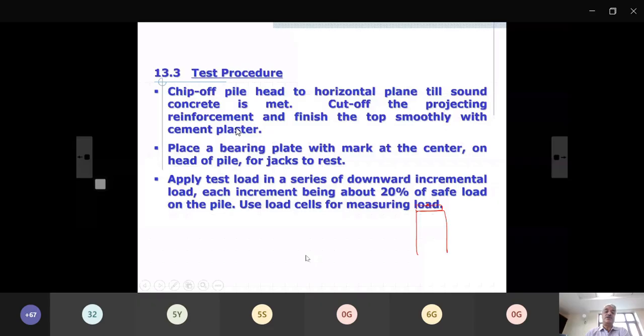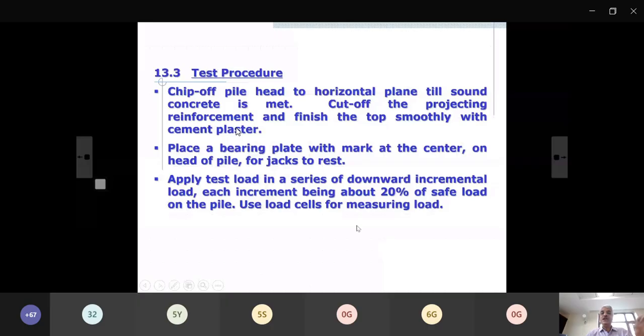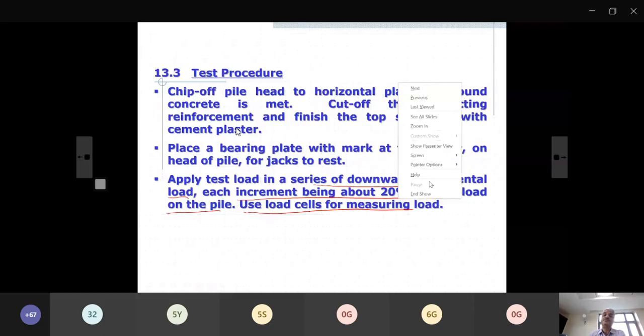Then apply the test load in series. Now you know what your pile capacity is, you calculated the ultimate capacity. So you apply this load in a series of downward incremental loads. It is applied in stages like any pile load test, each increment being about 20% of the safe load on the pile. So whatever load for which you are going to test the pile, divide it into 5 increments: 20, 40, 60, 80, 100. And then you use load cells for measuring the load.